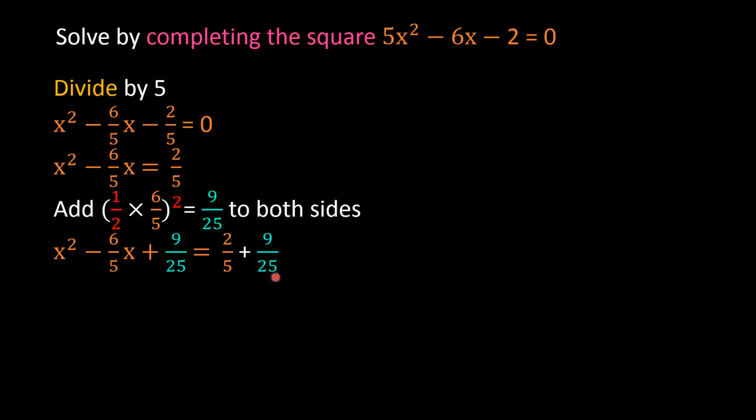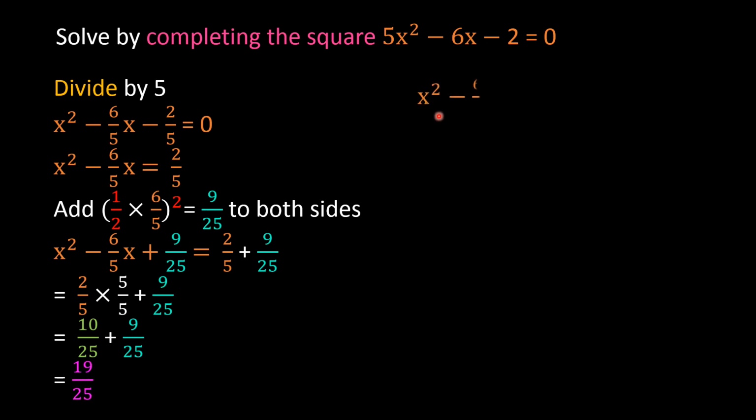Now we will solve this right hand side. We have to make this 5 into 25 so that the denominator becomes equal. So we will multiply 2 divided by 5 by 5 divided by 5. So we get 2 multiplied by 5, 10, 5 multiplied by 5, 25. Here the denominator is same, so we can directly add the numerator. So we get 19 divided by 25. So our polynomial becomes equal to 19 divided by 25.